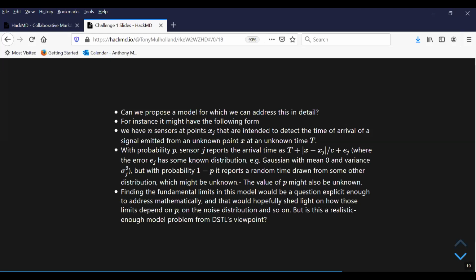So finding the fundamental limits on estimating x would be a question that you could begin to address mathematically, and it would shed light perhaps on how those limits depend on p and on the noise distribution and so on. I think this needs discussing with DSTL to know whether this is a model problem that would attempt to explore some of the things they're interested in, or whether it would need modifying, or whether there would be different areas that they want to explore.